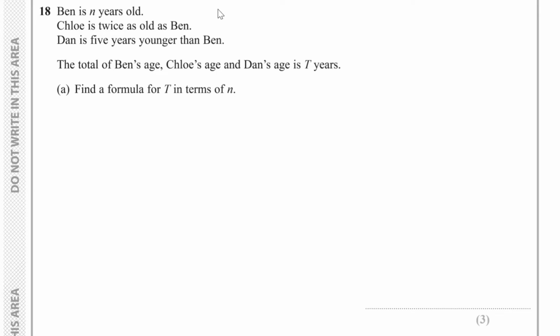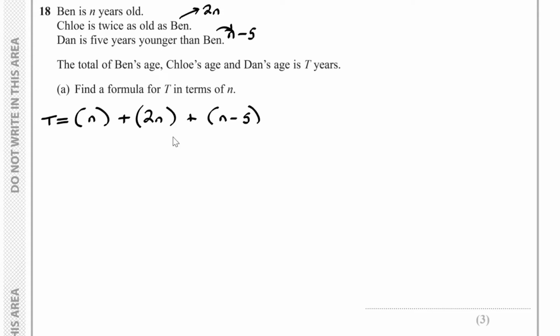Well, if Ben is n years old, Chloe is twice as old as Ben, so her age is 2n, and Dan is 5 years younger than Ben, so Dan is n minus 5. So the total age t is equal to n, which is Ben's age, plus 2n, which is Chloe's age, plus n minus 5, which is Dan's age. So therefore, you can see here, we have 4n minus 5. So t is equal to 4n minus 5.